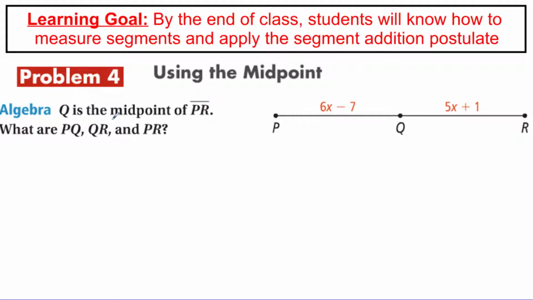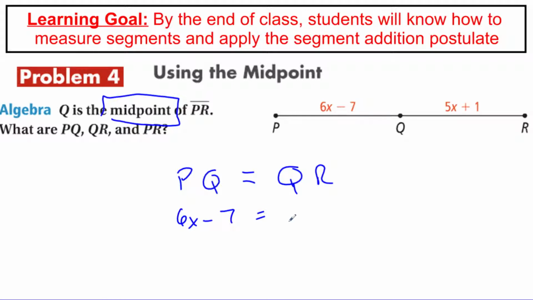But we have a different piece of information, and that's this one right here. They say Q is the midpoint. And that should trigger something else in your brain, and that is that the length of PQ and the length of QR are the same. So I can say the length of PQ should be equal to the length of QR. And if you notice, when the word midpoint shows up, I don't need to know anything about PR to set these equal to each other. Okay, so I can say 6x minus 7 should be equal to 5x plus 1.